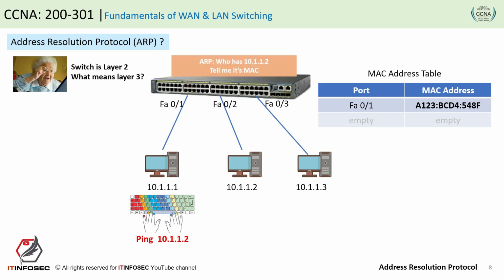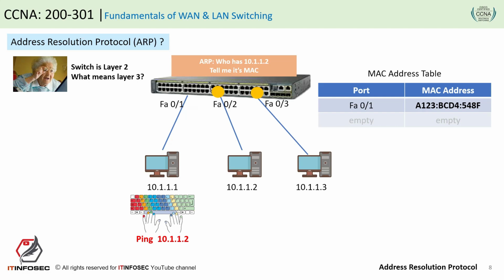So the switch produces another packet called Address Resolution Protocol, ARP, that contains this message: who has 10.1.1.2? Tell me its MAC. And it sends it from the receiver to all other connected computers. Send this message: who has IP address 10.1.1.2?